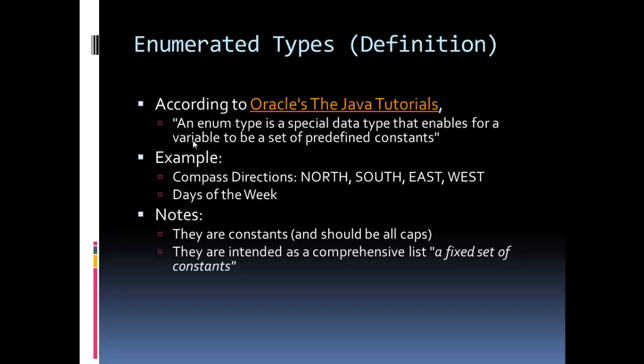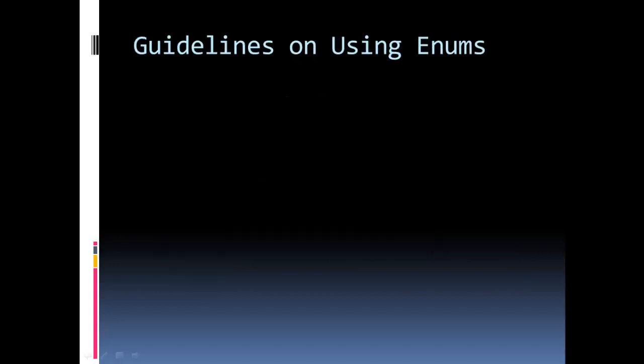They're intended as a comprehensive list, which means it's a complete list. So we have four suits. We're going to keep them four suits. We're not going to introduce any new ones. So they're fixed. They're constants also because they're not going to change. And the last thing is, they are a class, and since they are a class, they can have methods and fields. Now I'm going to give you some guidelines on enumerators, or enums as we call them.